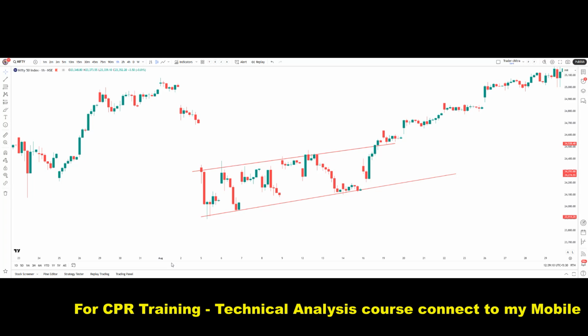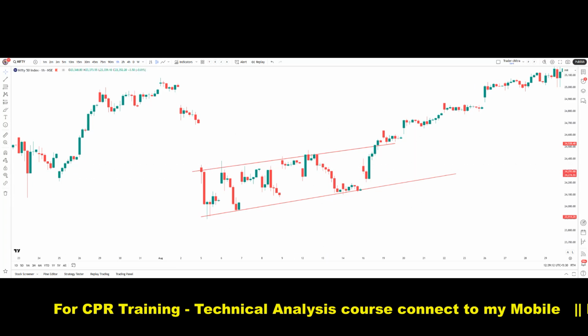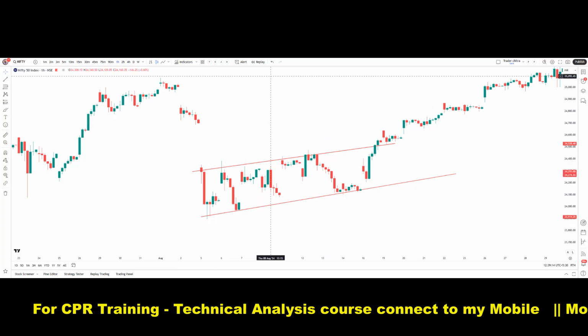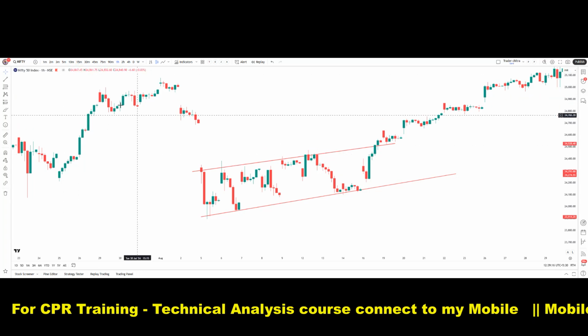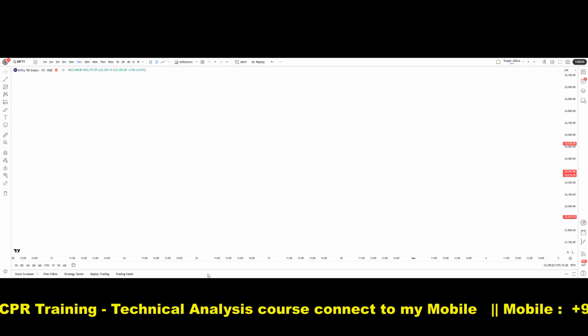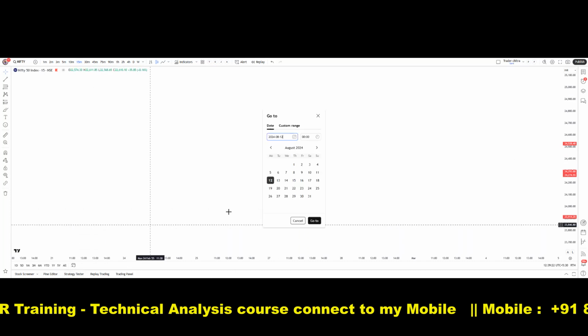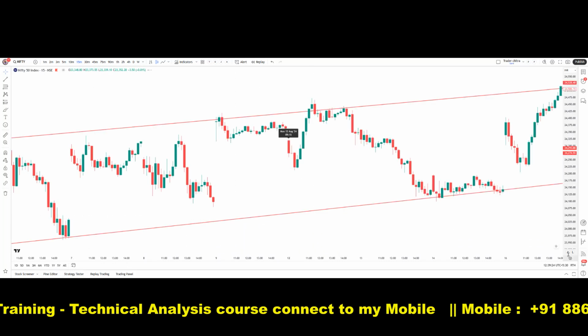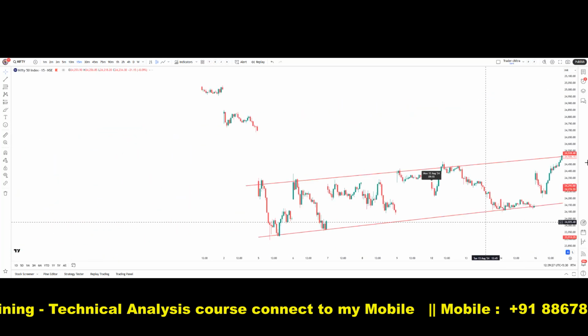Okay, this is the 1 hour time frame of the Nifty chart. We have drawn the trend line. Now what we are going to do is convert the 1 hour time frame into the 15 minutes time frame. So this is the 15 minutes time frame chart.